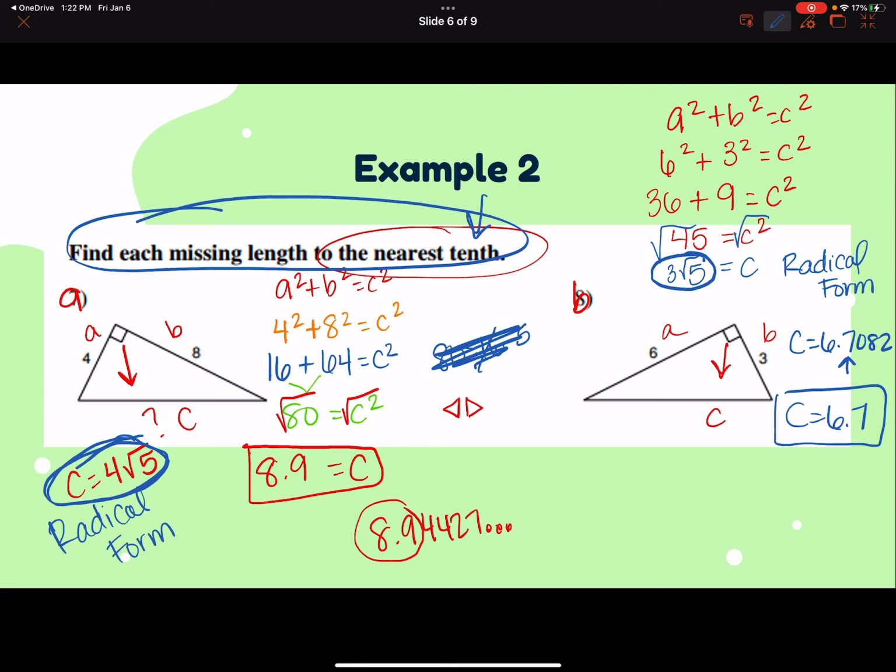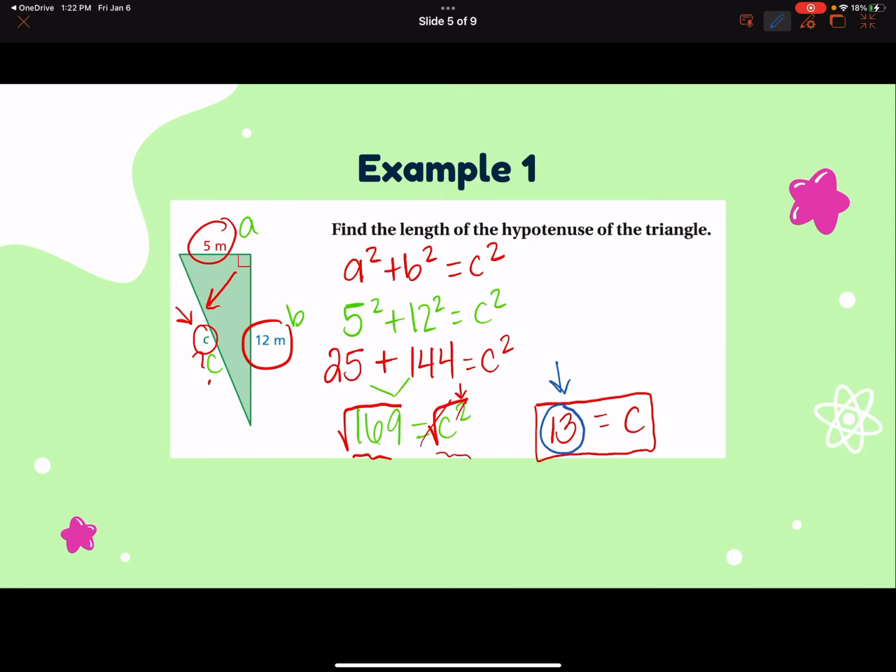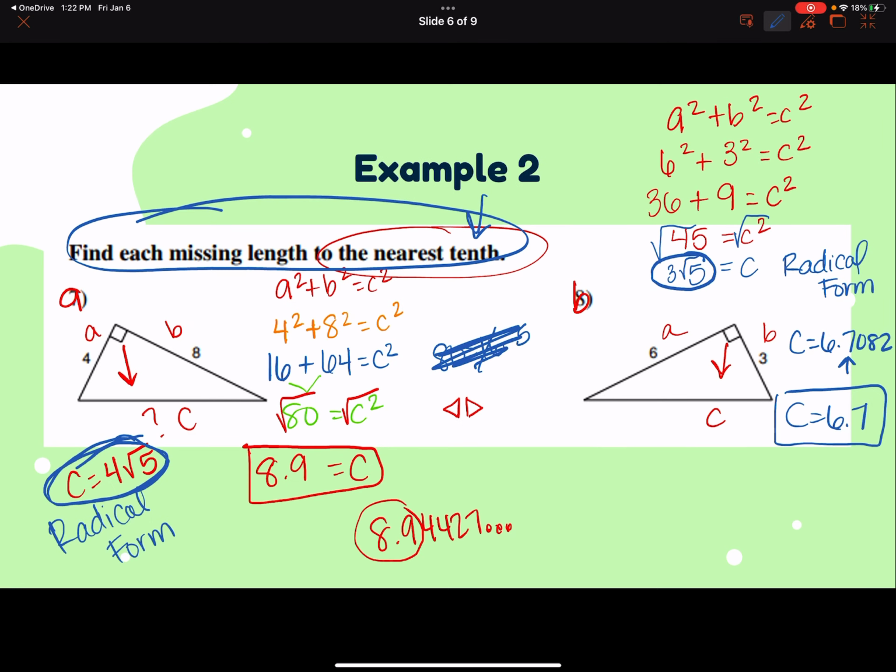Okay, so remember to look at the directions. If they're asking you to round to the nearest tenth, do that. If they're asking you for radical form, do that. If you get a pretty answer like this one, this is a perfect square, then you won't have to worry about that. But whenever we have decimals, there are 2 different ways that you can write the answer, but they are the same.